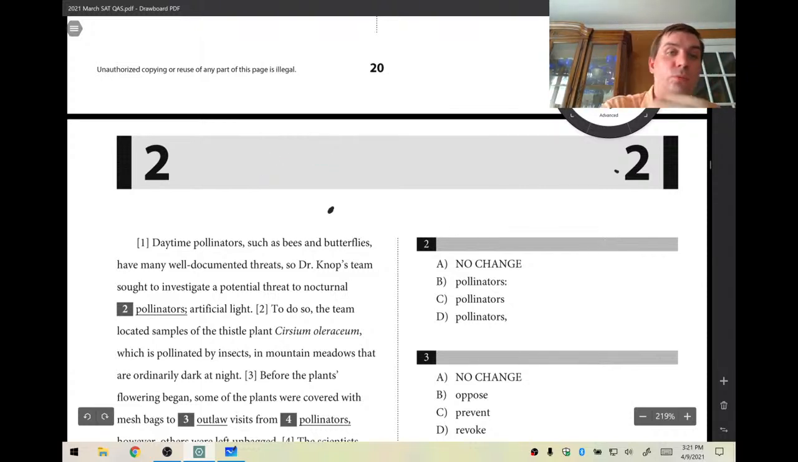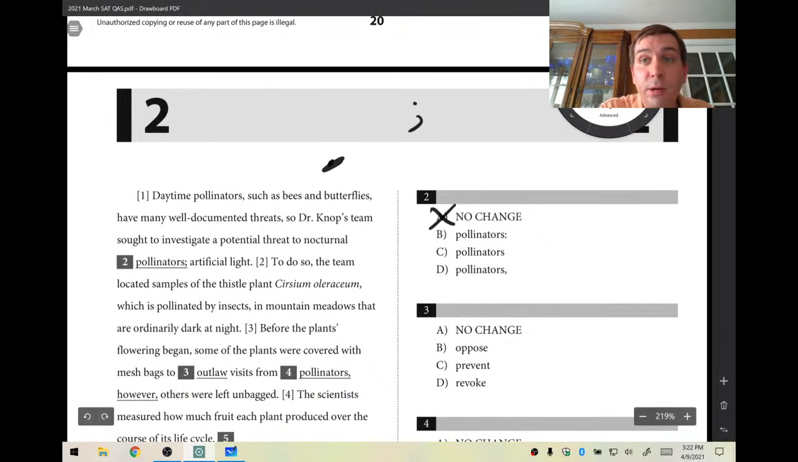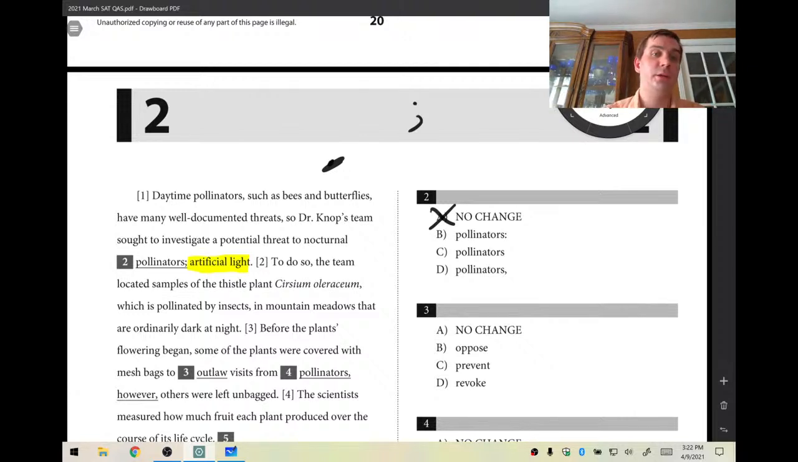All right, so the rule about colons that they're testing you on. Can we use a semicolon here, answer choice A? No. And the reason why is semicolons only join two independent clauses. This right here, what I'm about to highlight, is not a complete sentence. Artificial light is not a complete thought. So because that is not a complete thought, we cannot use a semicolon there. So semicolon is out.